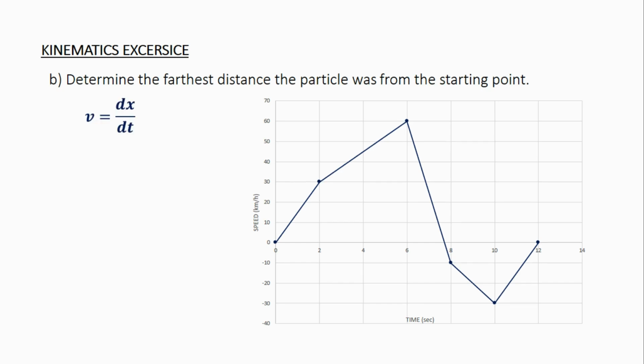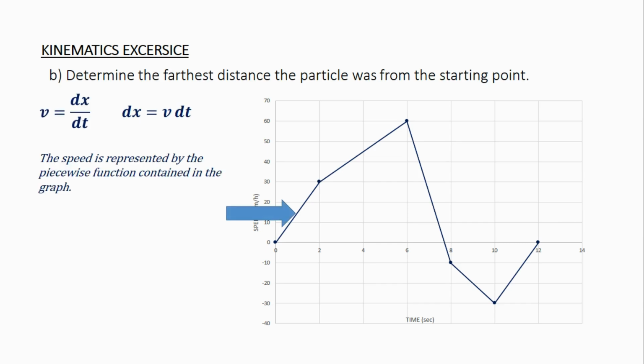And remember that the differential of position with respect to time is the velocity of the particle. Conveniently, we can make the following arrangement. Now we have an expression for the position of the particle. Since the particle's velocity is represented by a piecewise function, the following equation must be applied to each of the sections.